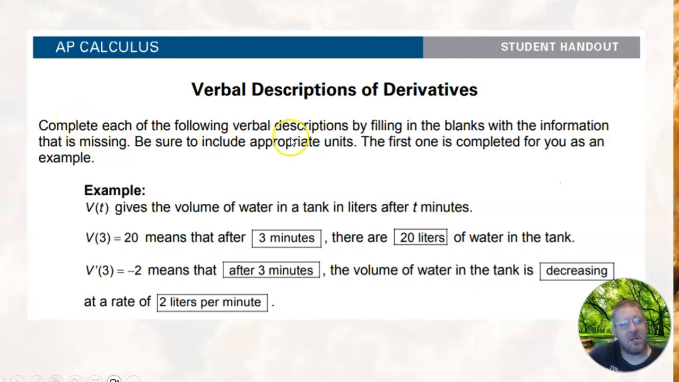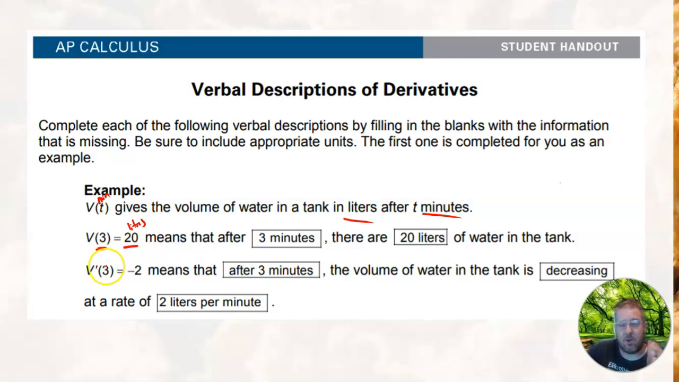All right. Complete each of the following verbal descriptions by filling in the blanks for the information that is missing. Be sure to include appropriate units. The first one is completed as, V of T gives the volume of water in a tank in liters after T minutes. So V of 3 equals 20. 20 is measured in liters. So it means after 3 minutes, 20 liters, because it told us right here. That's time in minutes and liters. So this is time in minutes, and this happens to be liters.